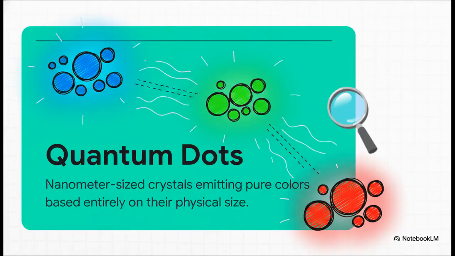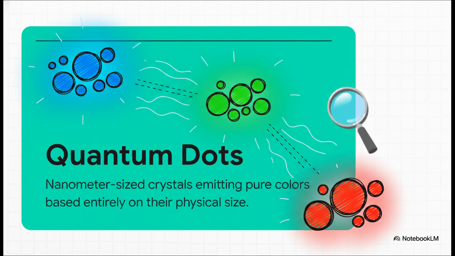Okay, QLED stands for Quantum Dot Light Emitting Diode. To really get this, you absolutely have to understand what a quantum dot actually is. We are talking about incredibly tiny, nanometer-sized semiconductor crystals. They are the ultimate photoactive materials. When you shine light on them, they get excited and re-emit their own light.